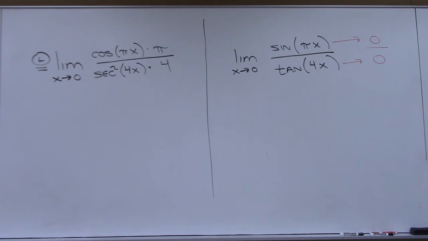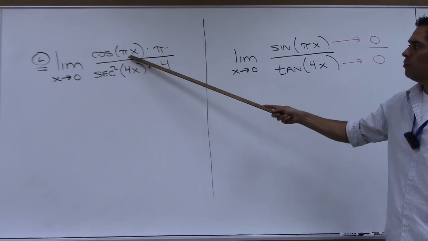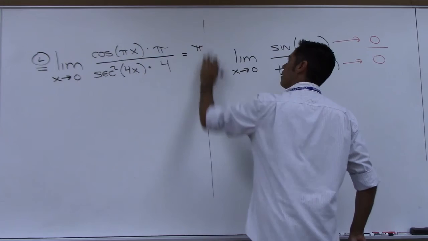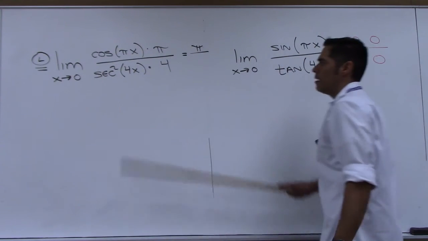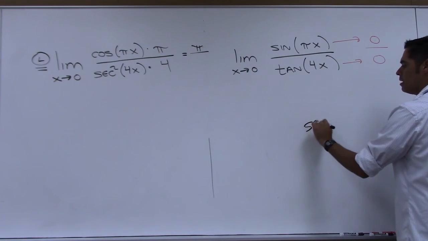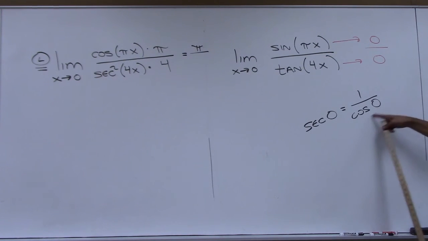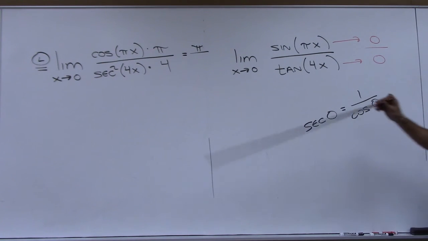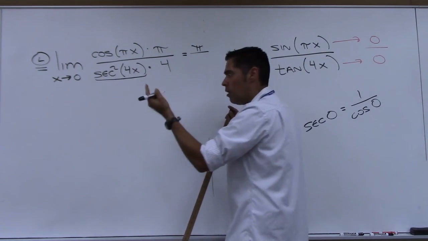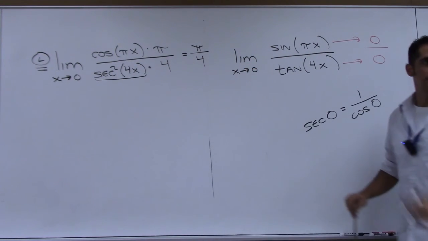Now try it. What is cosine of 0? 1. 1 times pi? Pi. So the top is going to pi over... okay, what is secant of 0? Secant of 0 is the same as 1 over cosine of 0. Cosine of 0 is 1. 1 over 1, so this is 1. This piece right here is 1. Then you square it, 1. And then times 4. Pi over 4. Done.